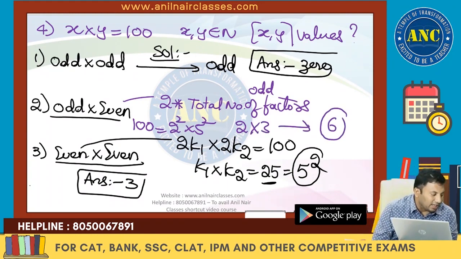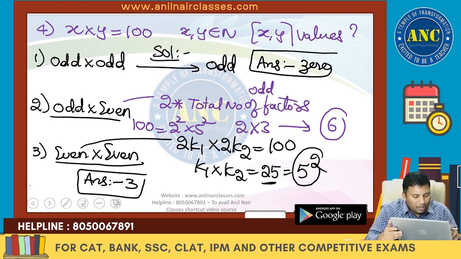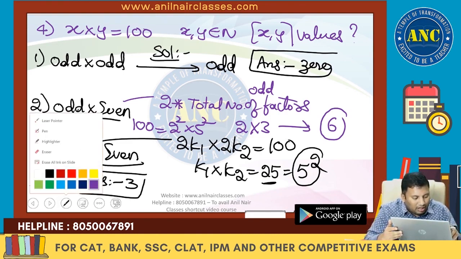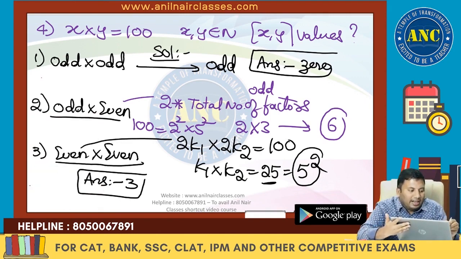If it is clear to you, kindly reply in the live chat if the answer is yes. Odd into odd is odd. Odd into even: the even number is 2k1, 2k2. Odd into even is the total number of odd factors. In case you want to know why, I can write the cases here.